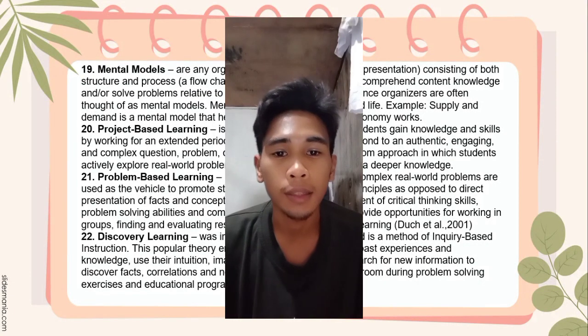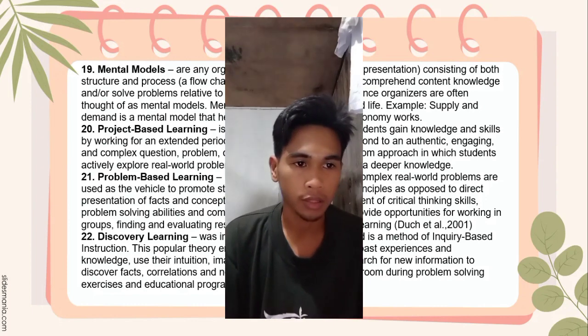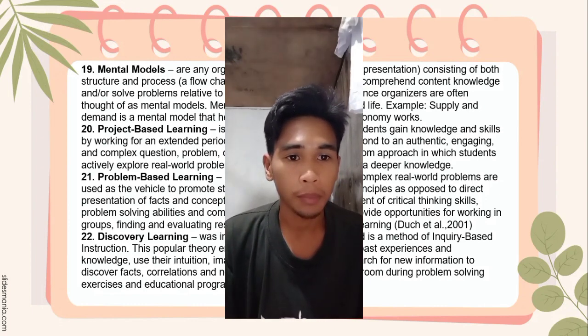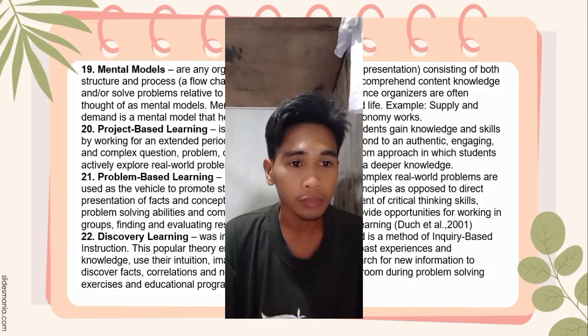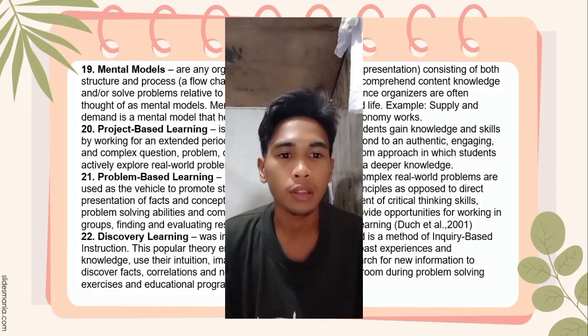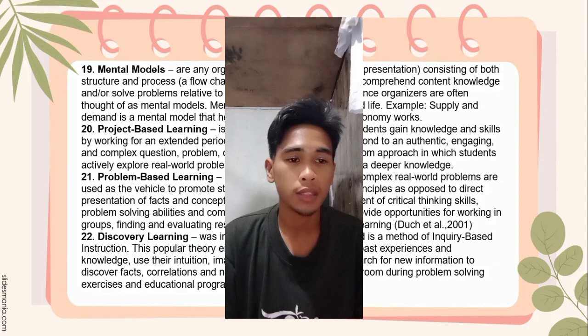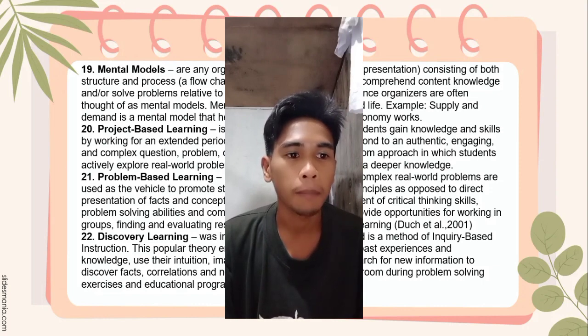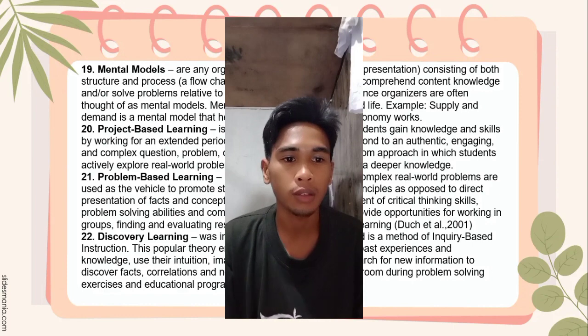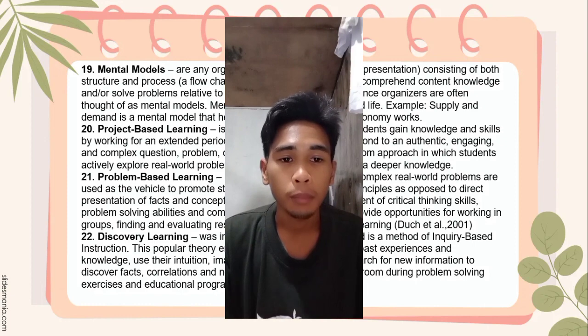Number 19 is mental models. Mental models are any organized patterns consisting of both structure or process that help students comprehend content knowledge and or solve problems relative to the principles being taught. Advanced organizers are often taught as mental models. Mental models help you understand life, for example, supply and demand is a mental model that helps you understand how the economy works.